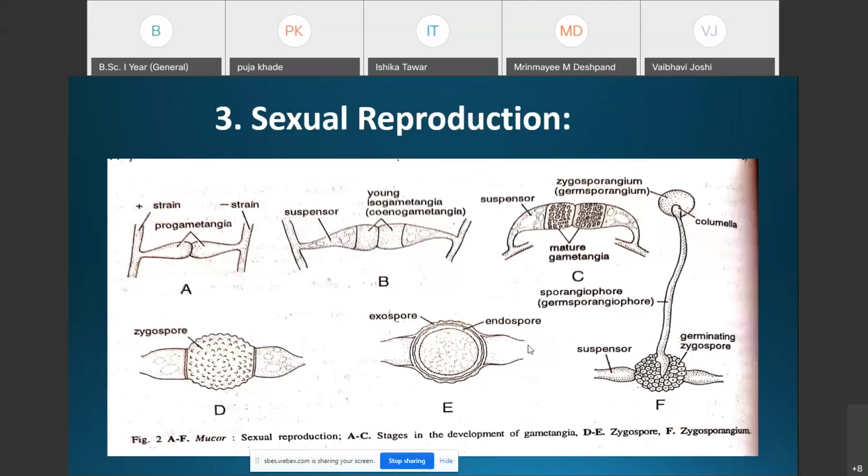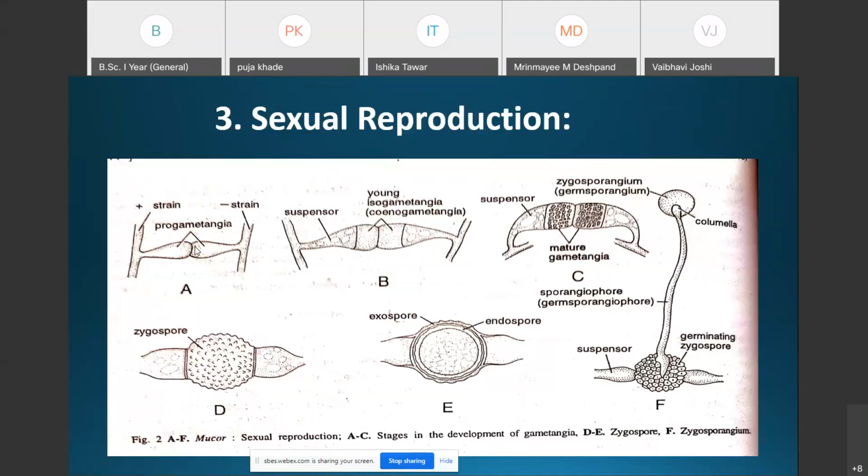Then the third method of reproduction in Mucor is sexual reproduction. The sexual reproduction in Mucor is of the isogamous type. Isogamous means that the gametangia are morphologically similar, that is, identical in their shape, size, and color. That's why we cannot differentiate them as male gamete and female gamete. It is considered the primitive type of sexual reproduction.